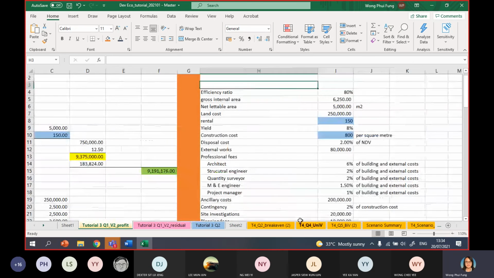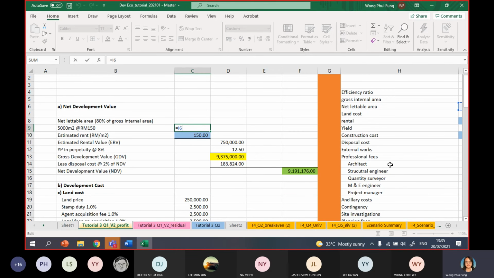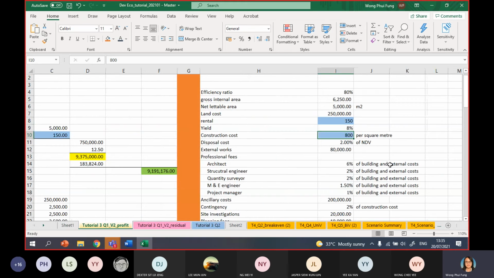And then when you key in this one, can you see or not? 5,000 here. I didn't type 5,000 myself. I actually linked to I6. Can you see here? I6. I double click, and it links to the site. If I double click, it links to here.